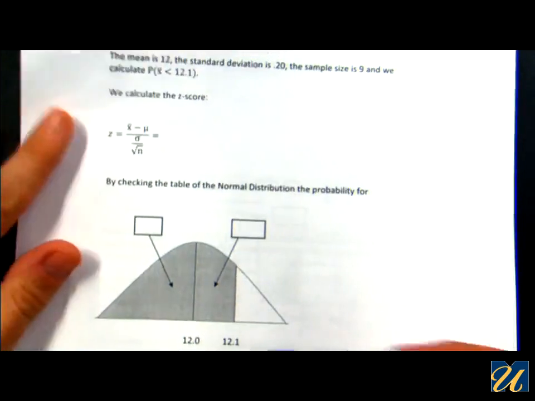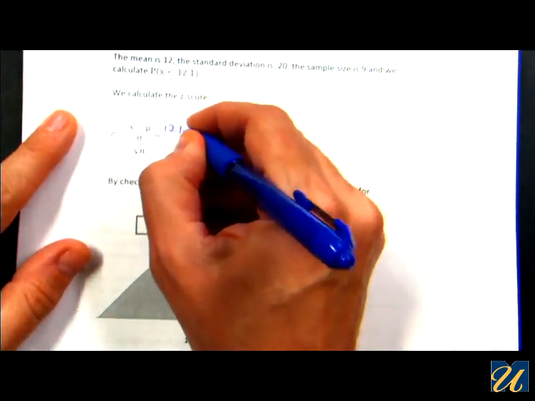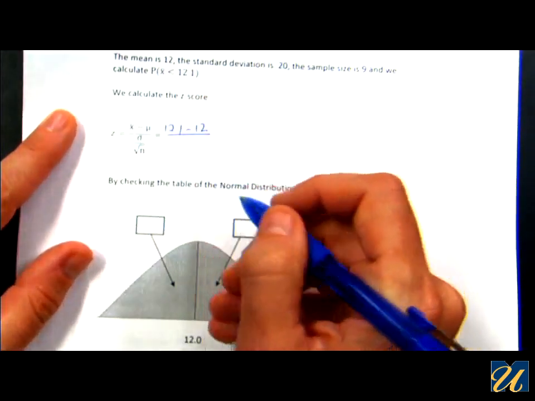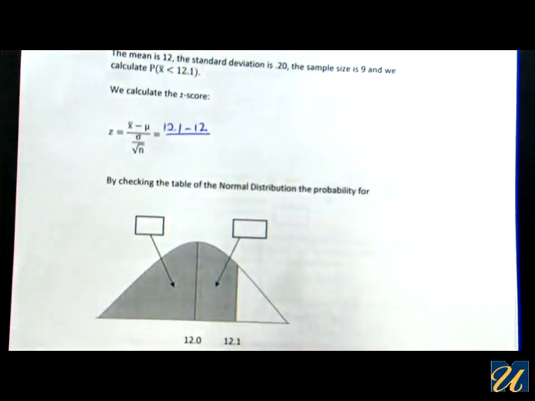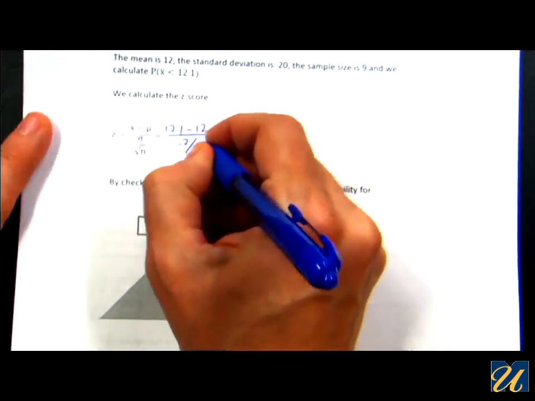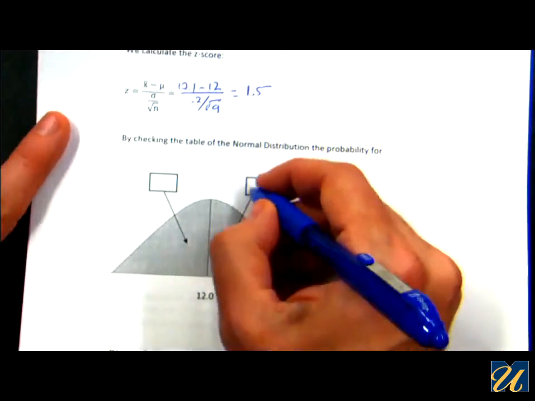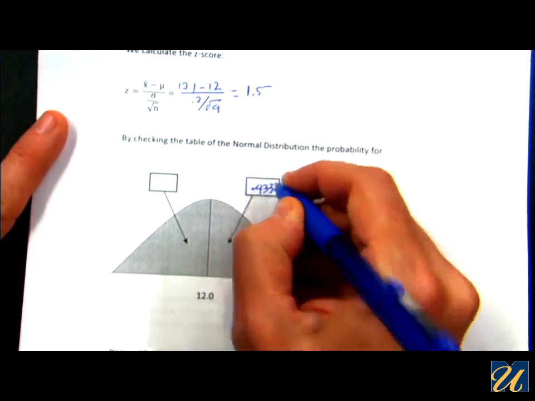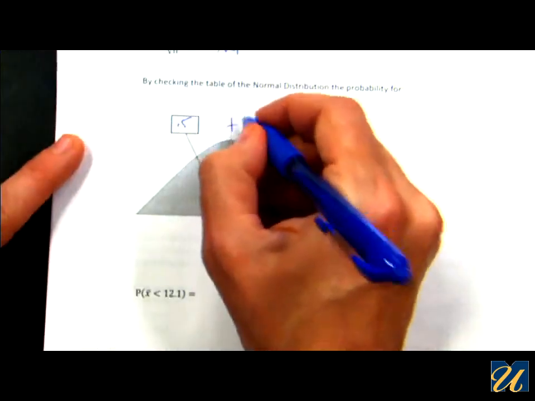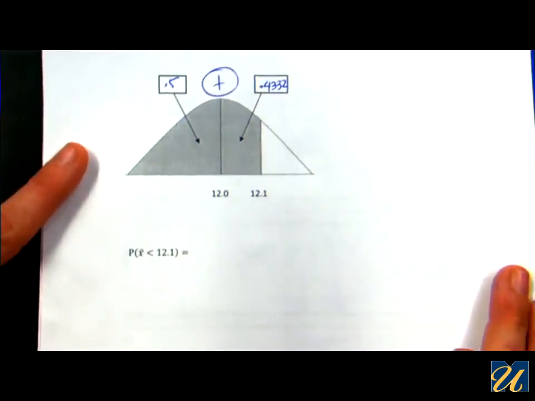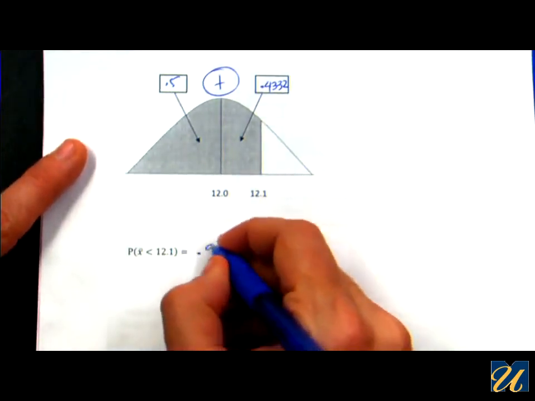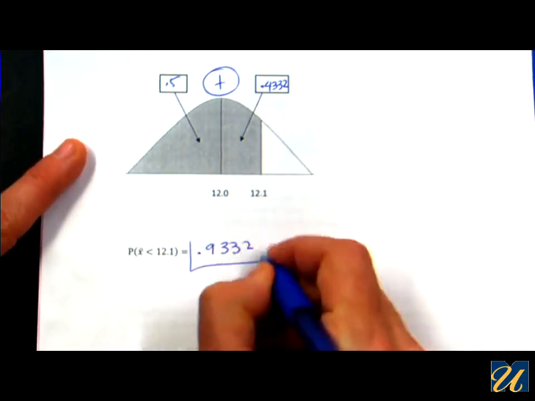We find the z-score for 12.1. 12.1 minus 12 over sigma, which is 0.2, divided by the square root of 9. This will be 1.5. 1.5 gives me a probability of 0.4332. This is 0.5. I add the corresponding probabilities, so the probability that I end up with will be 0.9332.